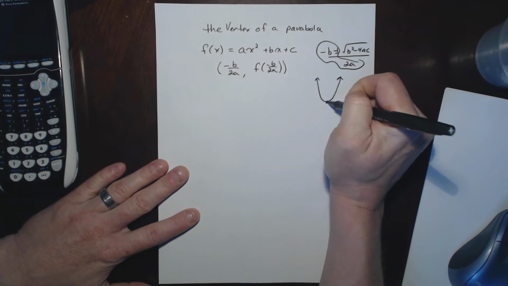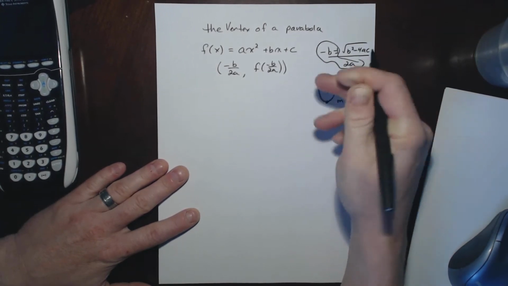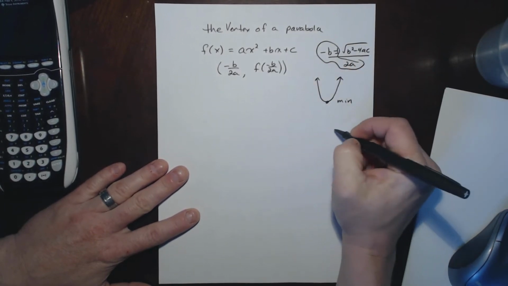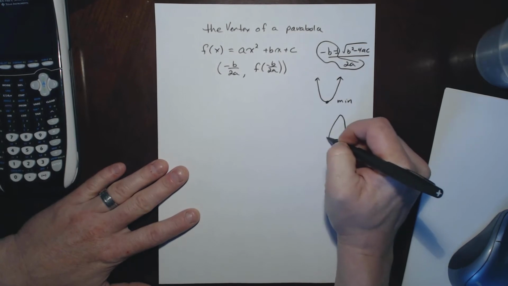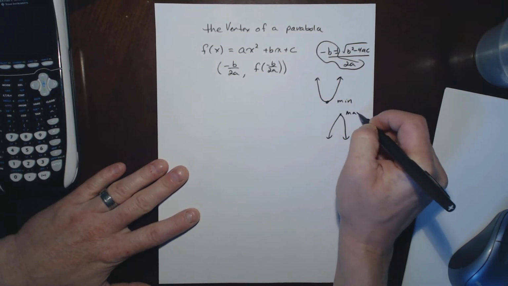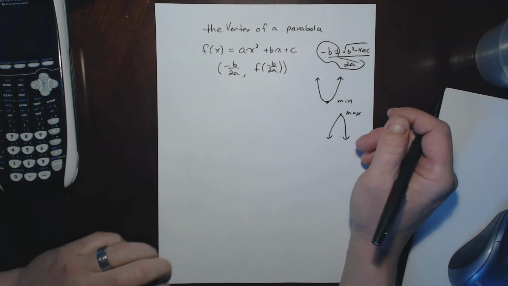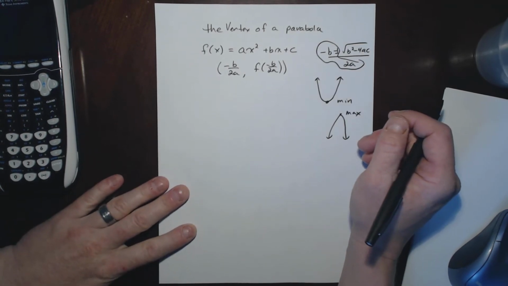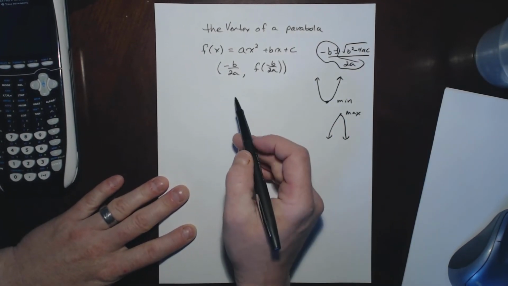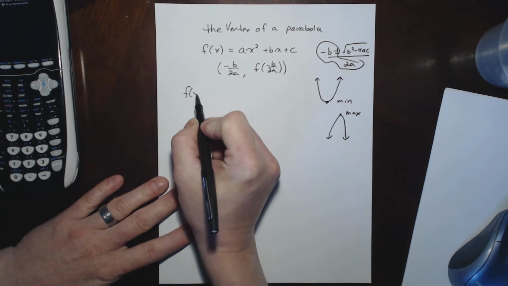It's either going to be a minimum value if your parabola is facing up, or it's going to represent a maximum value if your parabola is facing down. To find the vertex is actually fairly straightforward. Let's look at an example.